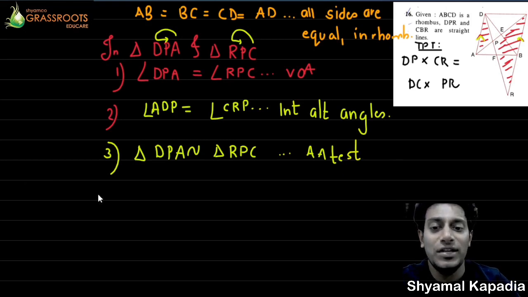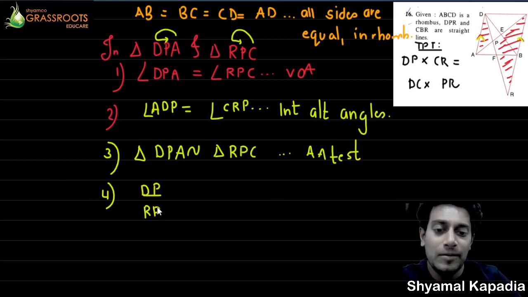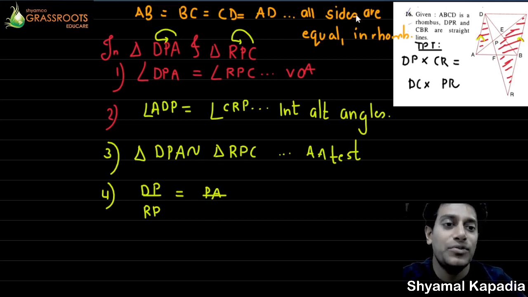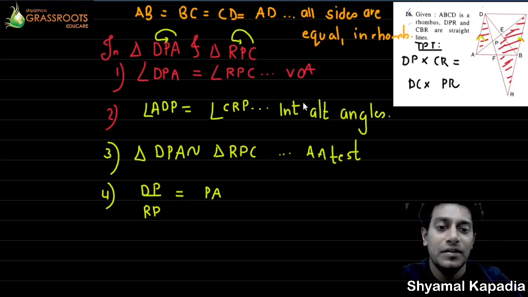And after this you can straight away mention the ratio. DP upon RP is equal to PA upon PC is equal to DA upon RC.